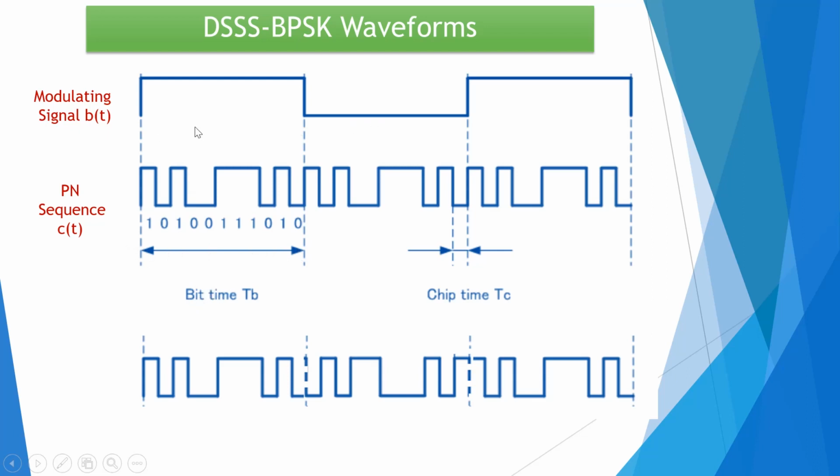This is 1 bit time, that is TB, and this is basically 1 chip time, that is TC. Now we can find the multiplication, that is the output of the product modulator, B of t into C of t. If this signal is multiplied with +1, we get the same signal, and if it is multiplied with -1, we get the inverted signal here.